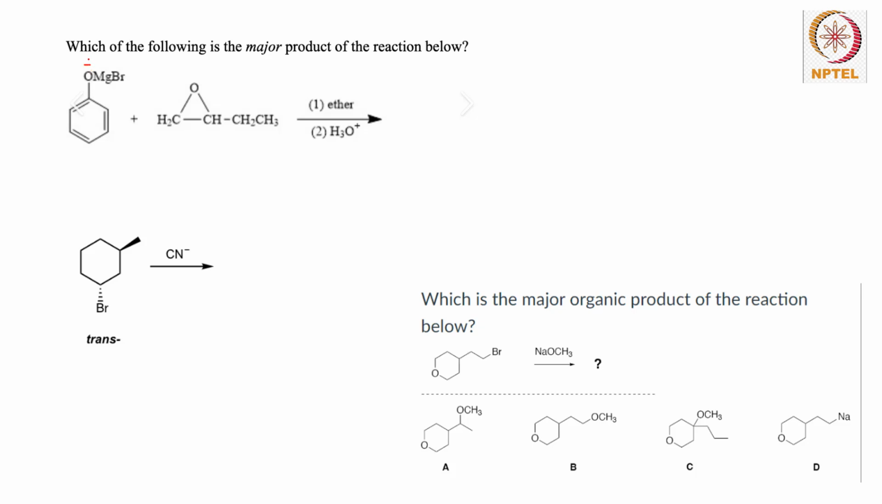So what will happen? This will just attack here and it goes open, similar to the previous one. Now in this case, what will be the product? CN minus is a strong nucleophile. It will go through an SN2 type of reaction. So if we go through an SN2 type of reaction, this is below the plane, so the product will be above the plane.